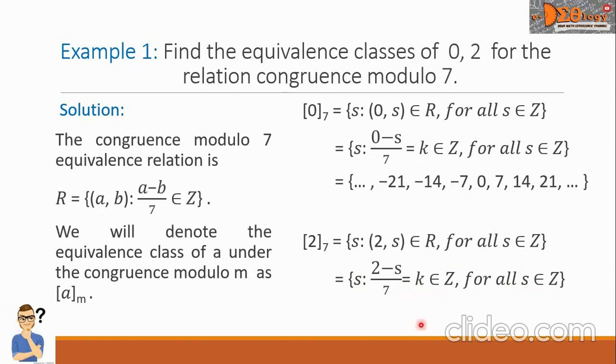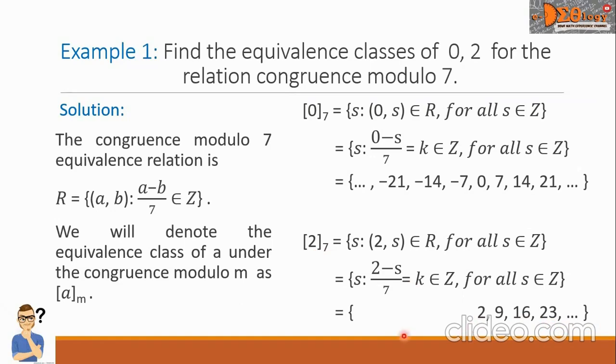Let us now write the elements of the equivalence class. The first element is the number 2. The next element on the right side of 2 will be 2 plus the modulo 7, and that will be 9. This 9 plus the modulo 7 will be 16. 16 plus 7 is 23. This pattern shall continue as we go on the right side.